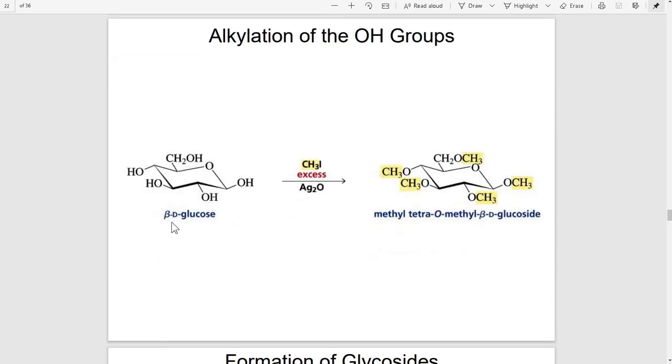Here, alkylation of the OH groups of beta D glucose in the presence of an excess of CH3I and Ag2O. All the hydrogens are removed and we get CH3 over there, and we get methyl tetra-O-methyl beta D glucoside.